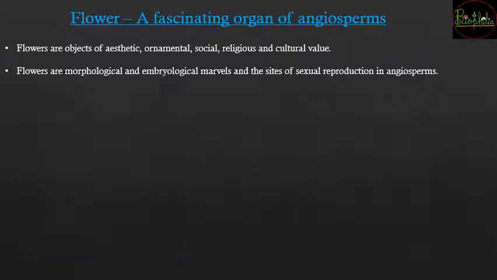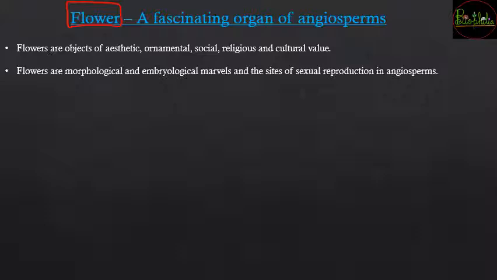So now let's understand the name of the chapter, that is sexual reproduction in flowering plants. For sexual reproduction to occur in these flowering plants, that is angiosperms, the important part is going to be the flower, right? So let's understand the flower first.